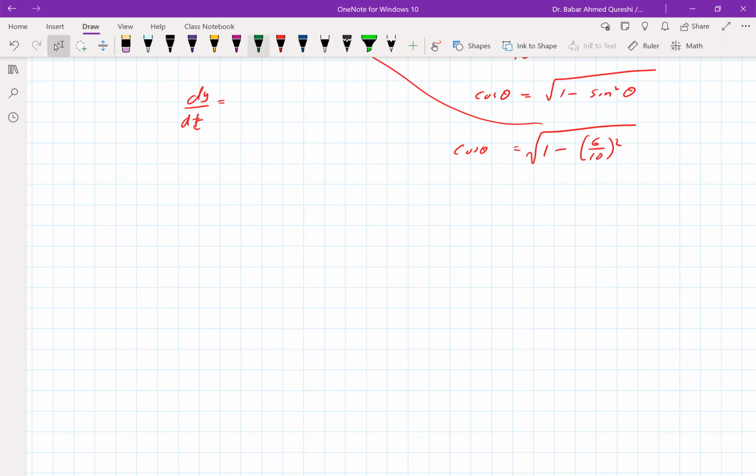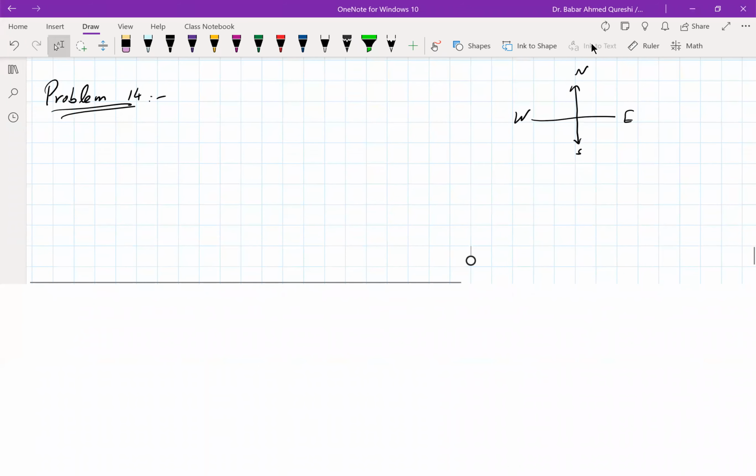So let's look at problem 14. So you have a ship. It says at noon, ship A is 150 kilometers west of ship B. So you have this north, south, east, west. Ship A is sailing east. So let me draw a diagram.